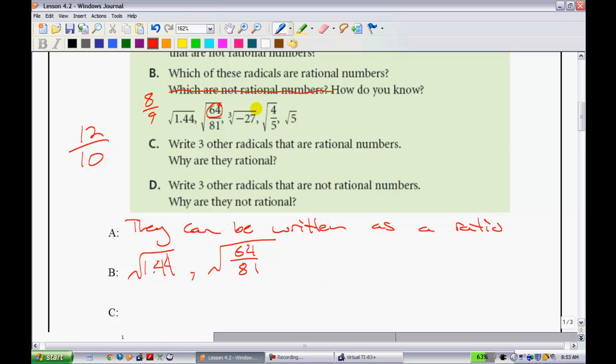The next one, rolling right through here. The cube root of negative 27 is saying, what number do you multiply by itself 3 times such that you get negative 27? Well, it turns out it's negative 3. So we could say that that is also a rational number.